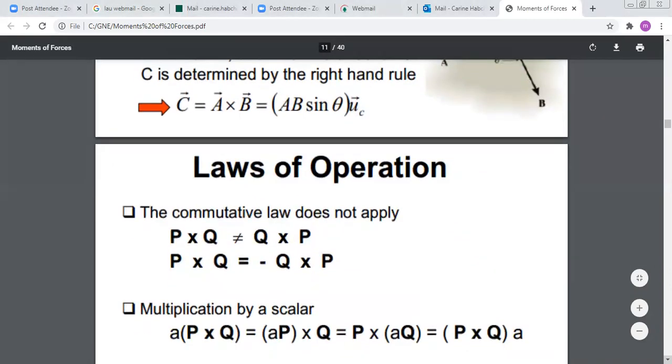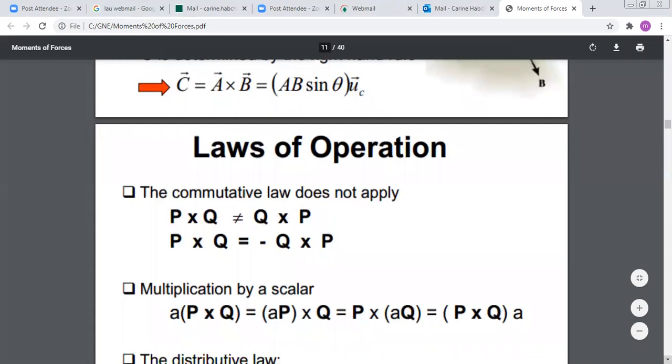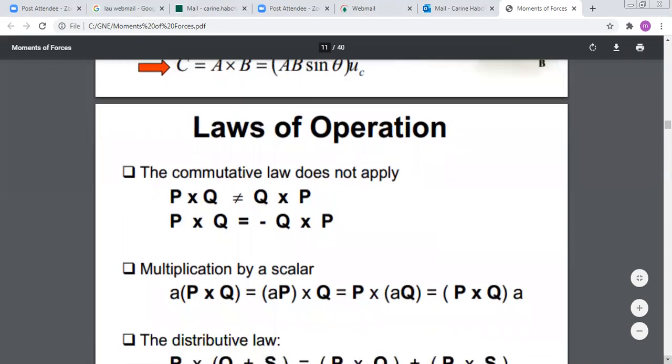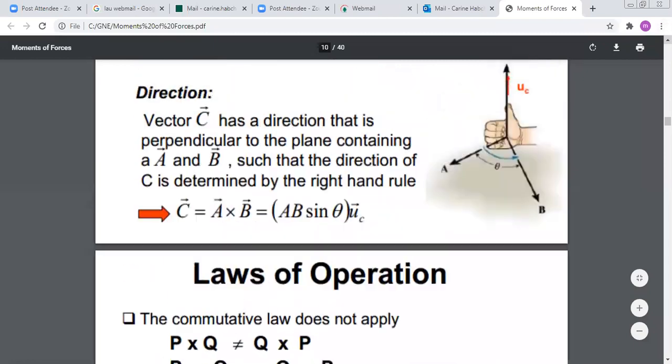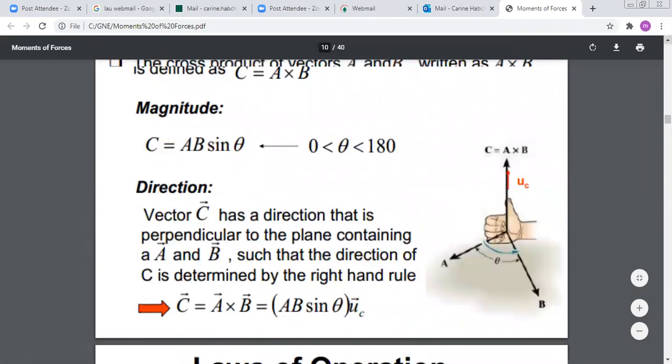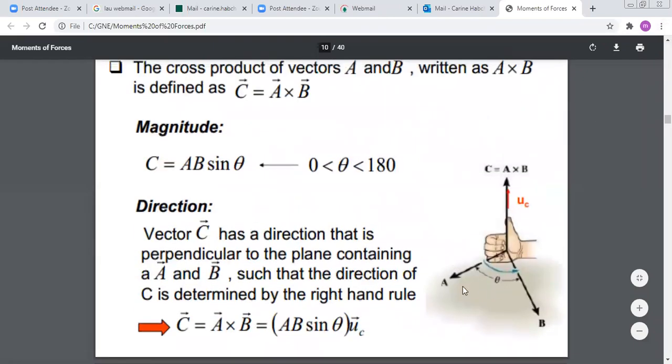Now, what are the main laws of operation for a vectorial product or cross product? First, it's not commutative. So if I do P vectorial Q, it's different than Q vectorial P. Why? Because P vectorial Q will give me the opposite of Q vectorial P. If you take a look at this figure, you will know directly why. First, the magnitude will be the same because AB sine theta is the same.